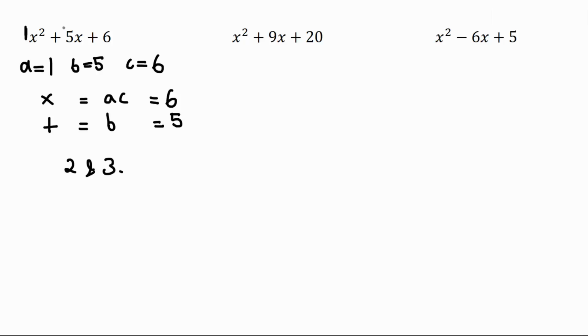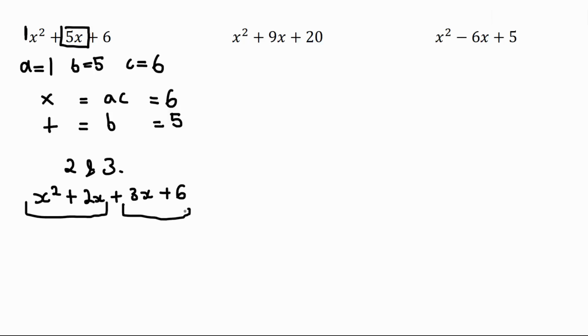And what I'm going to do is, this term here, the x term, I'm going to split it up using these two numbers. So if I just rewrite it as x squared plus 2x plus 3x plus 6. You can see here that this is 2x and this is 3x, and that these together do make 5x. I've just split them up so that now I can factorize it. And what we're going to do is factorize this separately and this separately as well.